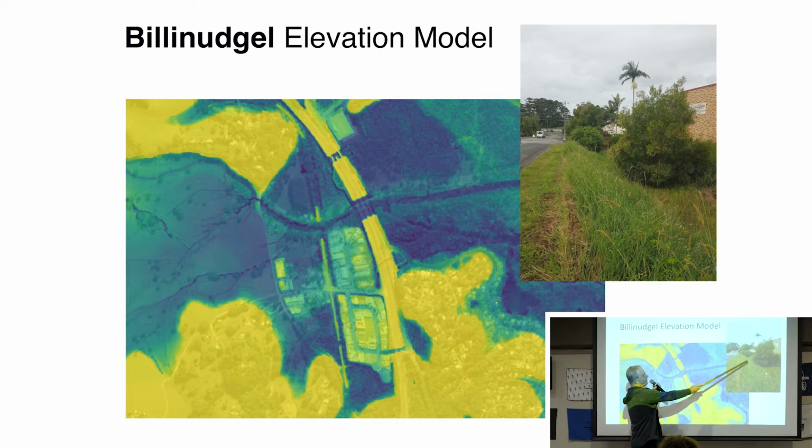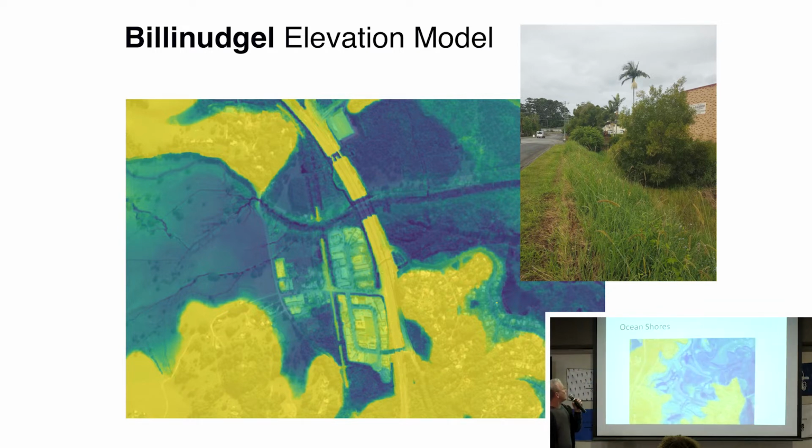This is what that drain looks like today. That's the main drainage for Billinudgel. So it's not rocket science to understand that Billinudgel needs to improve that drainage channel to reduce flooding. Next, please.